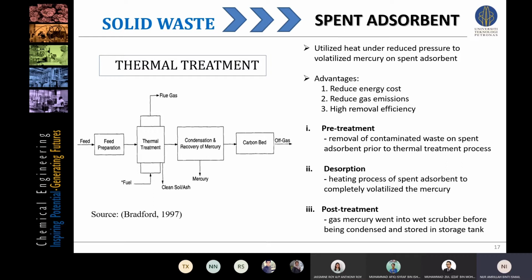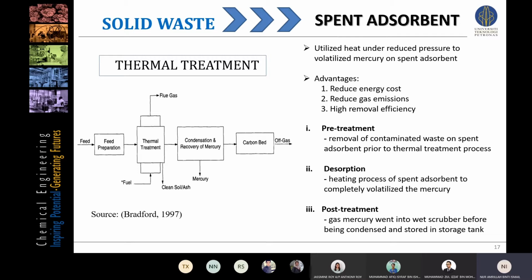So there are three main sub-processes under thermal treatment process, which are the pre-treatment, desorption, and also post-treatment. For the pre-treatment, all of the contaminated waste on spent adsorbent will be removed in order to achieve a suitable moisture prior to the treatment process. Then in desorption process, the spent adsorbent is placed into thermal desorber to undergo the heating process up to 700 degrees Celsius. After that, in post-treatment, the volatilized mercury gas will flow into wet scrubber in order to obtain clean gas before it is condensed and finally stored in a permanent storage tank as the scheduled waste.